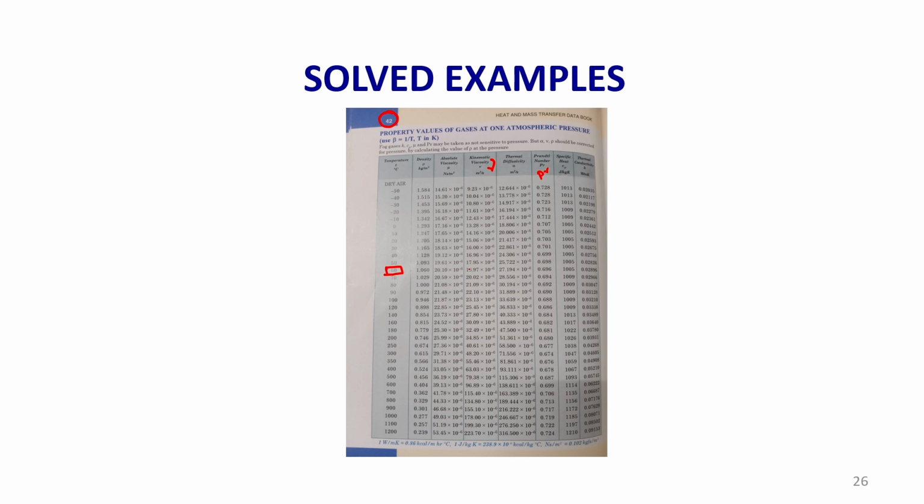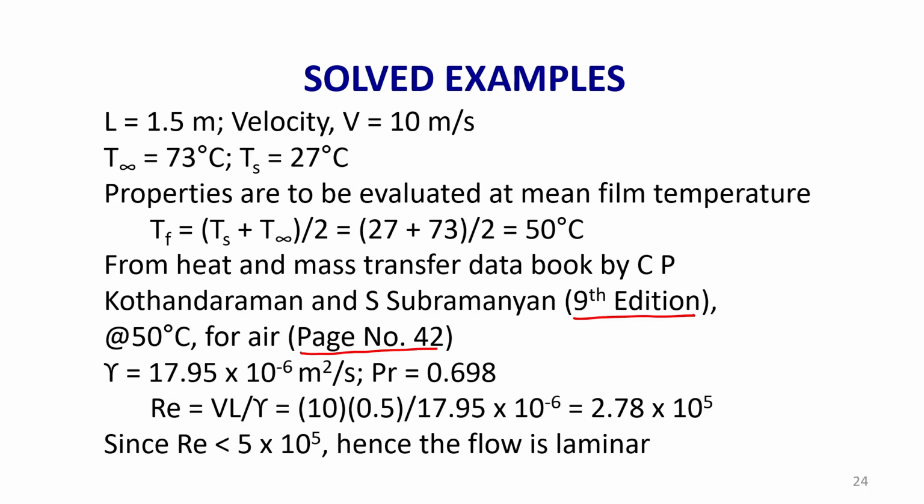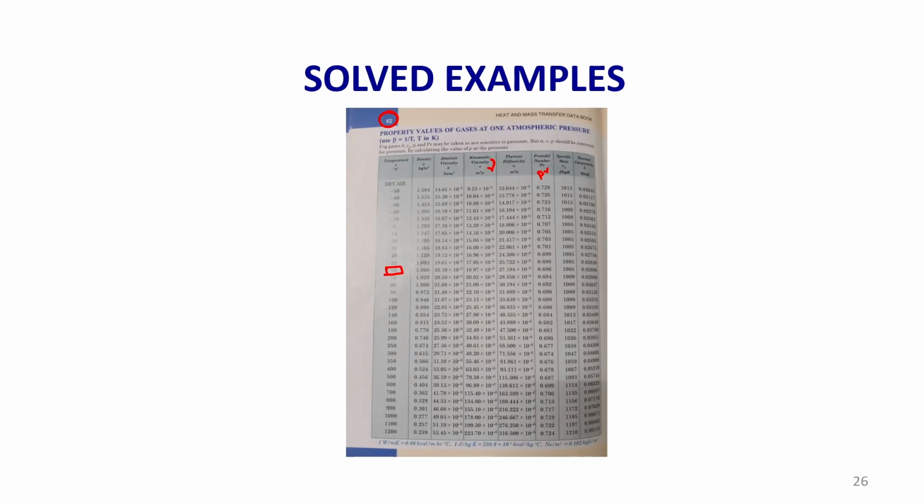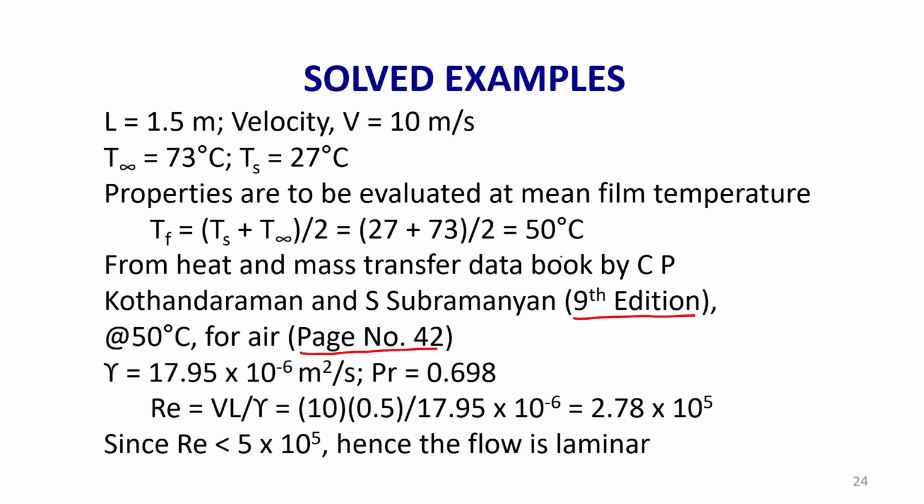So, this is I think 18.97, 17.95. Sorry, this is 60 degree. Our fluid temperature average is 50 degrees centigrade. So, read out this value and this value. Prandtl number is 0.698. So, that is what I have taken. Find out the Reynolds number. You will get 2.78. I have mentioned very clearly, if the Reynolds number for an external flow is less than 5 into 10 power 5, the flow is laminar, hence the flow is laminar.